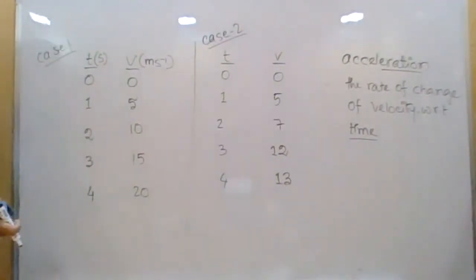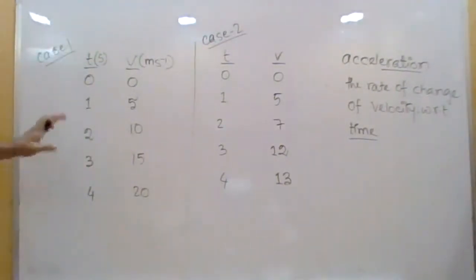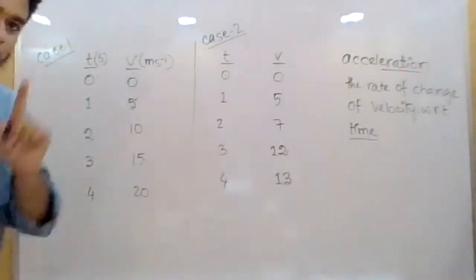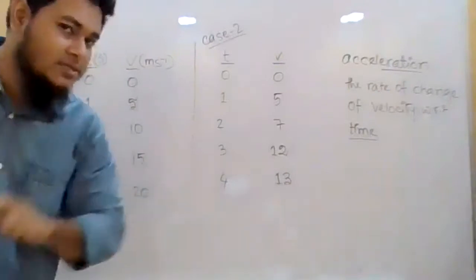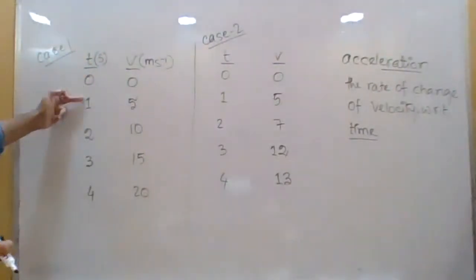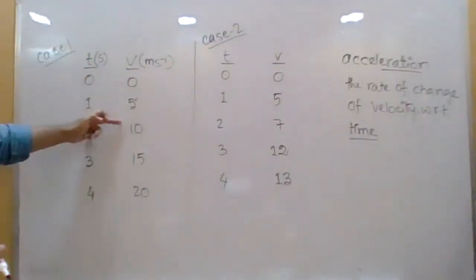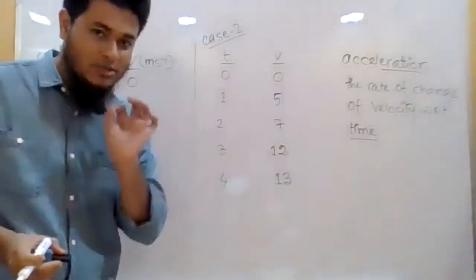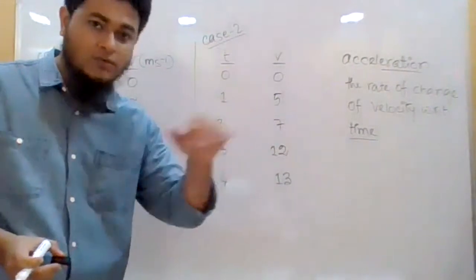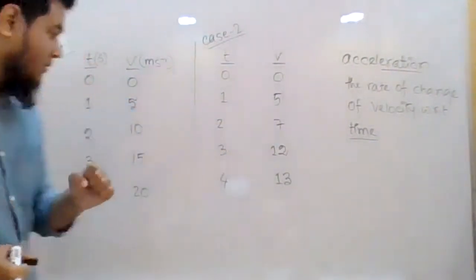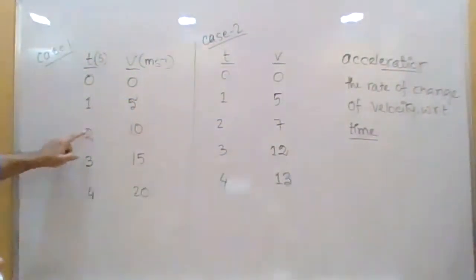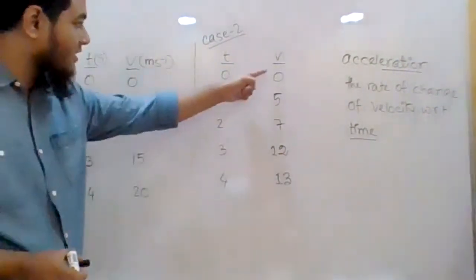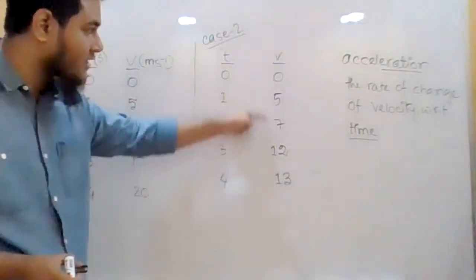Now let us try to understand the nature of change of velocity. In both the cases, we can agree that with time, the velocity is changing. As you can see, the time is changing, the velocity is changing. After 1 second, the velocity became 5 from 0. So definitely there has been a change of velocity. And the velocity became 10. So another change of velocity. The value of velocity is not same. That means it is changing.